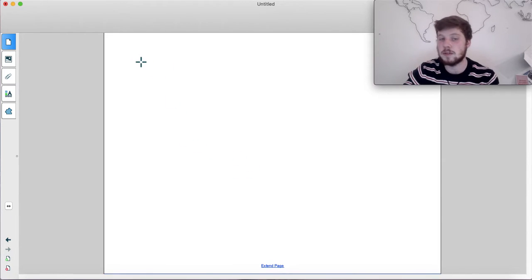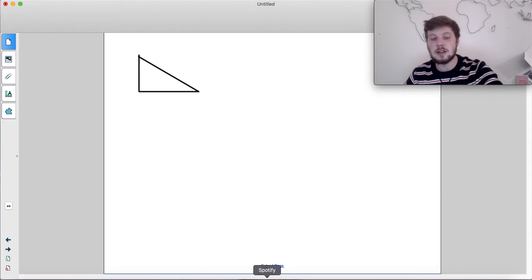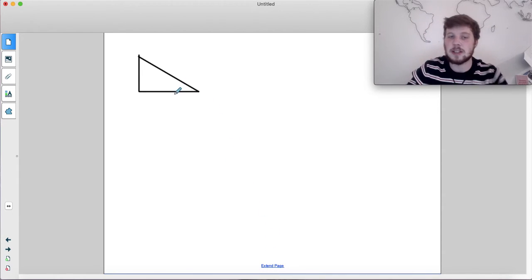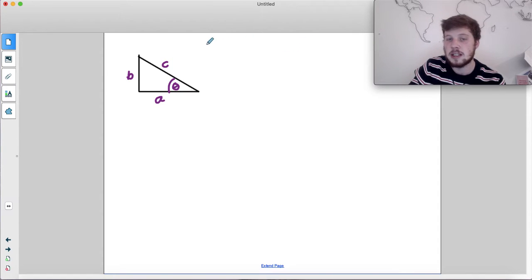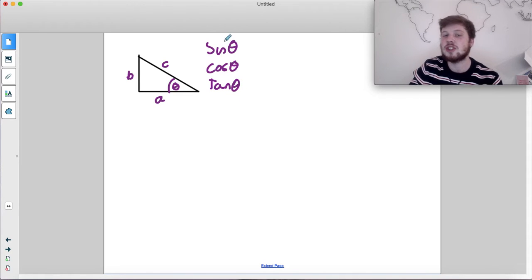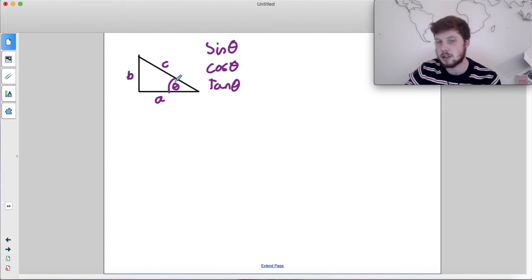Now most of you would have explored these by looking at a right angle triangle, and I certainly would have done to start off with. Given some angle theta and some side lengths, let's just call them A, B and C, we would define these terms, sine theta, cos theta and tan theta, as ratios of the side lengths. So sine theta would be the opposite over hypotenuse, so in this case it would be B over C.